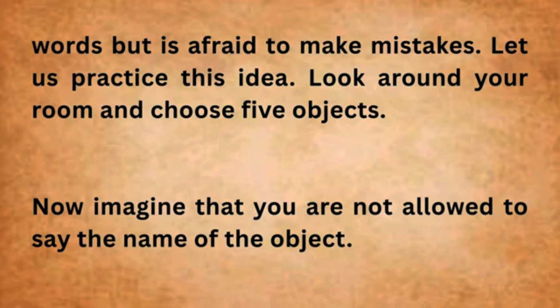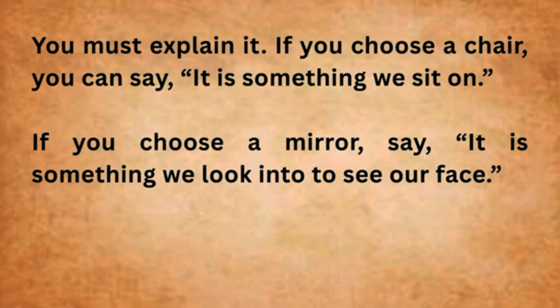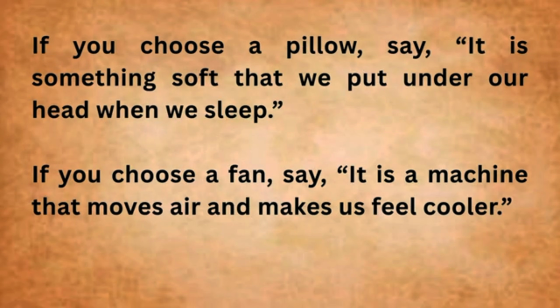Look around your room and choose 5 objects. Now imagine that you are not allowed to say the name of the object. You must explain it. If you choose a chair, you can say, it is something we sit on. If you choose a mirror, say, it is something we look into to see our face. If you choose a pillow, say, it is something soft that we put under our head when we sleep.